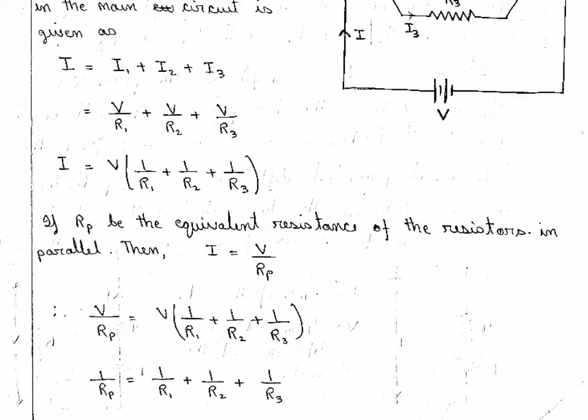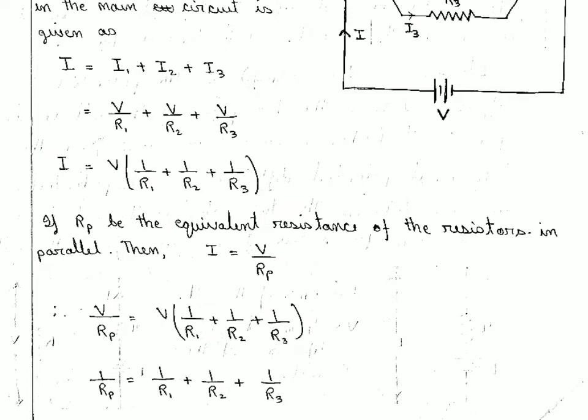And taking common V, we have I equal to V, inside the bracket 1 by R1 plus 1 by R2 plus 1 by R3. Then again here also, suppose we have one resistor which will have the same resistance as the combination of these three resistors. Then that resistance is called the equivalent resistance of the resistors in parallel.